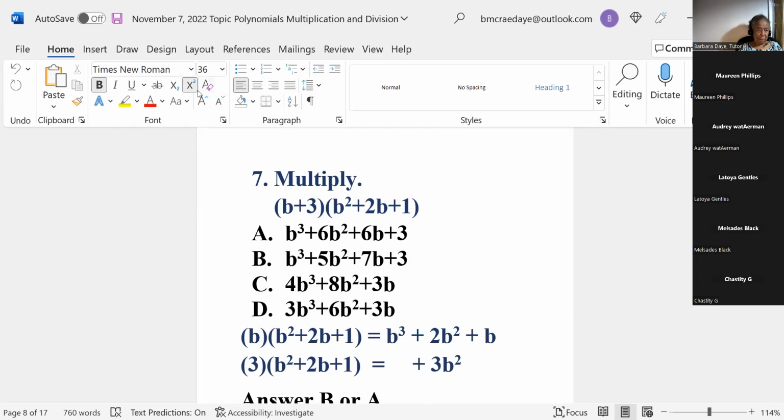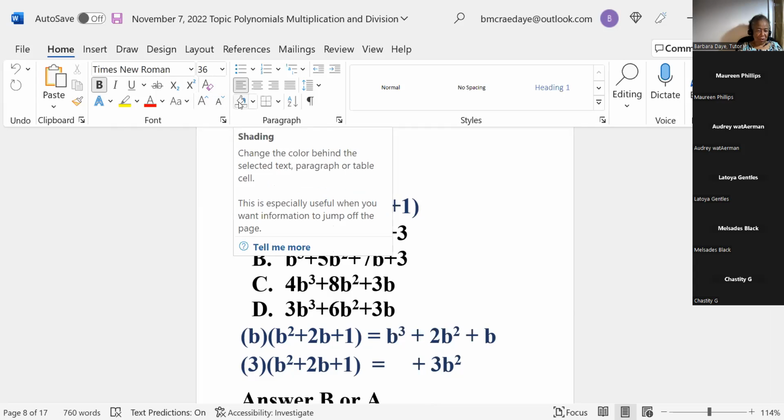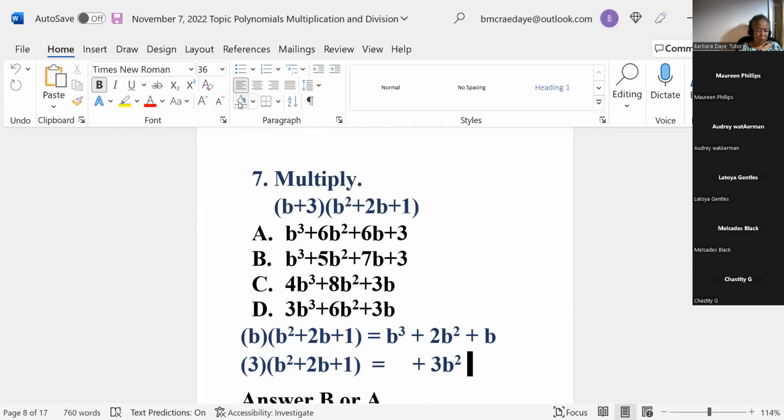3 times 2B. Multiply the coefficients. What's 3 times 2? 6. Very good. And so that would just be 6B. Right? What's 3 times 1, Mercedes? 3. Okay. Now put these all together. Let's line them up. I want them all together. Okay, now let's just combine these.